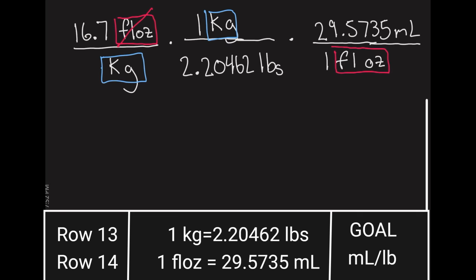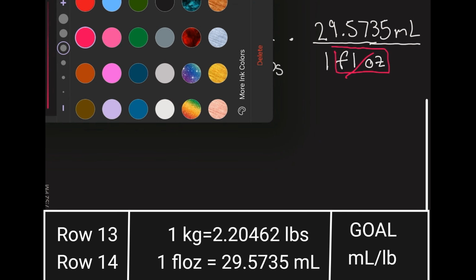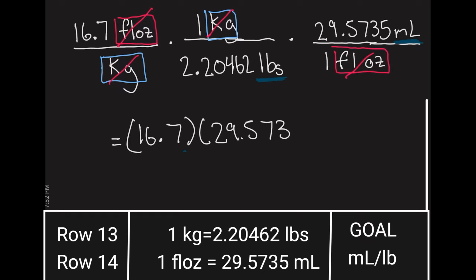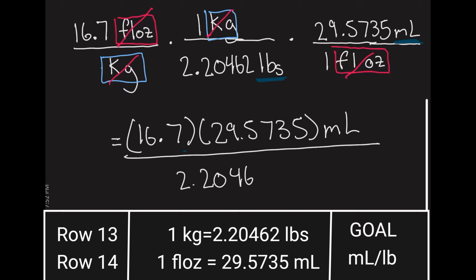because we have everything cancel out just the way we want it. We're left with the units that we care about. Grabbing a different color, the units that we care about are pounds and milliliters. We're going to save all the calculation for Excel, but just so we can see, this is 16.7 times 1, which is our next box, times the 29.5735, and we have the units of milliliters, which is what we wanted, all divided by 1 times 2.20462, and the units that we want, pounds. So all the actual calculations will happen in Excel. I will see you there.